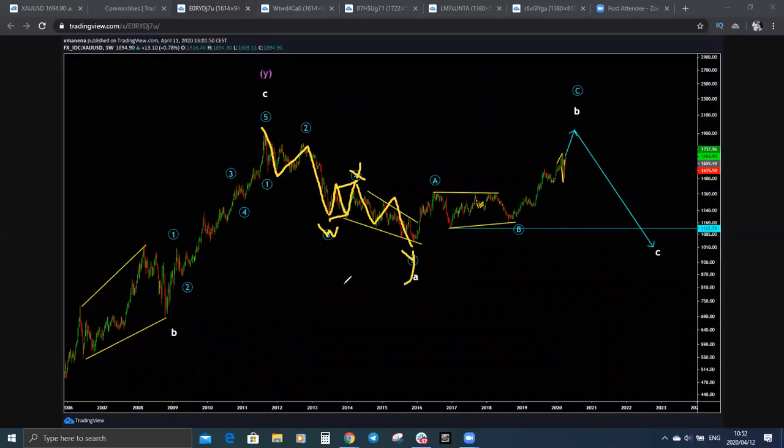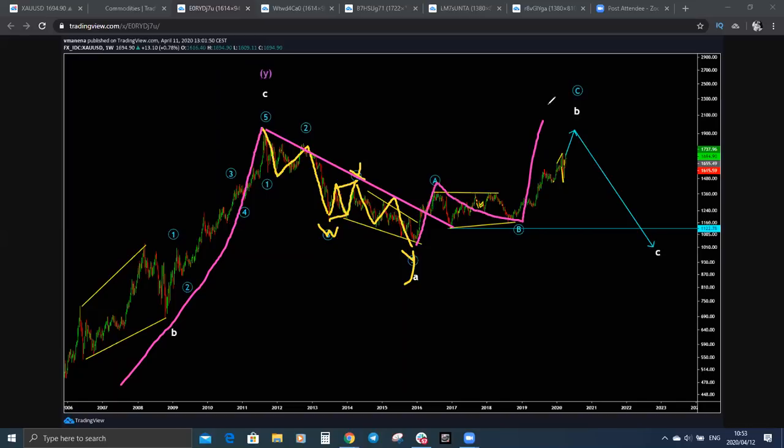Now, if this is all the structure on gold, let's say it plays out this way. That means gold is going to go to all-time highs. Why will it go to all-time highs? That means this will have been the leg, and it's actually starting the 1, 2, 3, 4, 5. That means we're still going to see quite significant upside on gold.